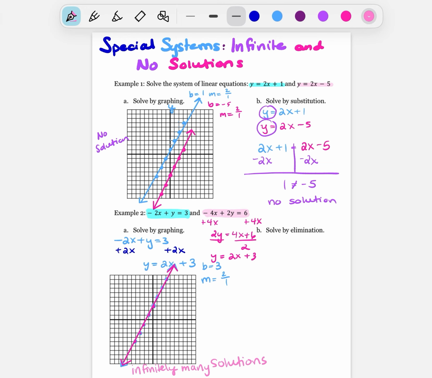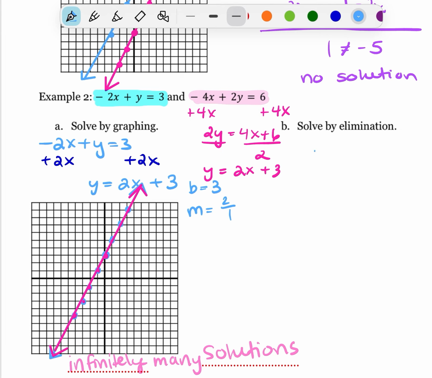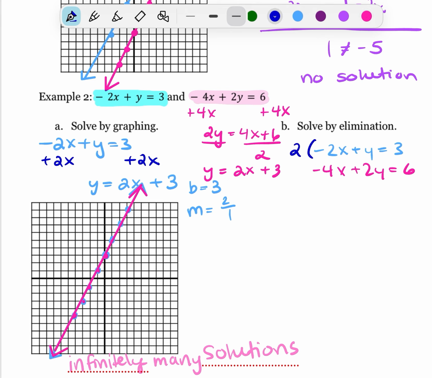Now let's solve by elimination. So I'm going to take my original equations, negative 2x plus y is equal to 3, and negative 4x plus 2y is equal to 6. The top equation, I want to multiply by negative 2. When I do that, everything in blue, negative 2 times negative 2 is a positive 4x, negative 2y equals negative 6.